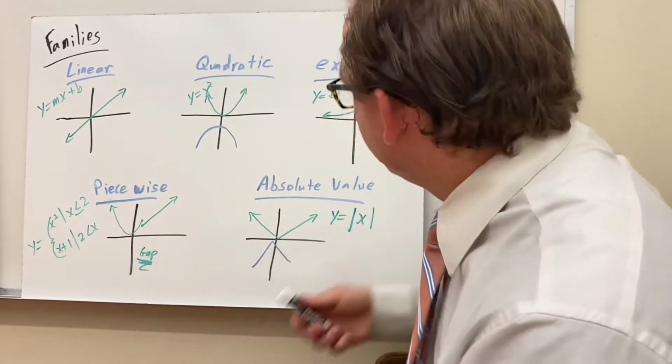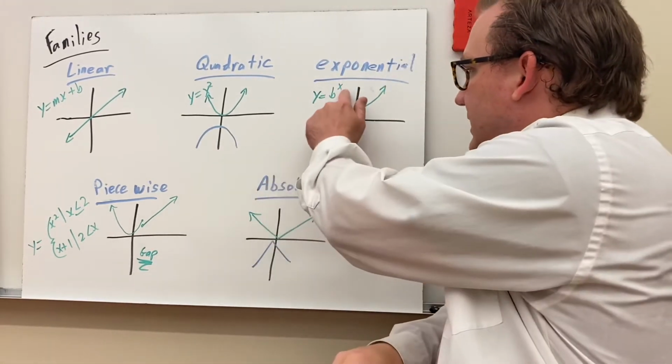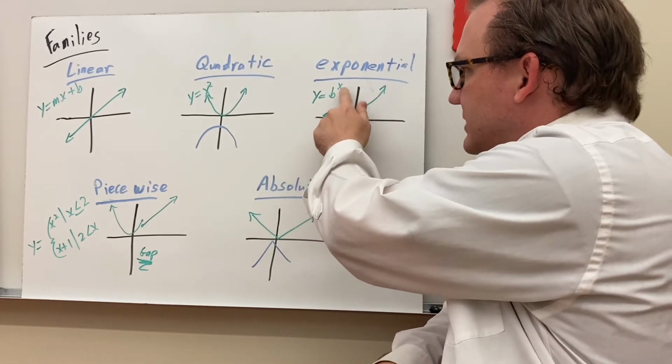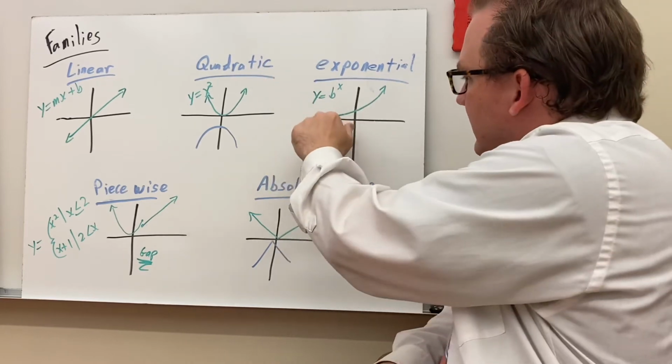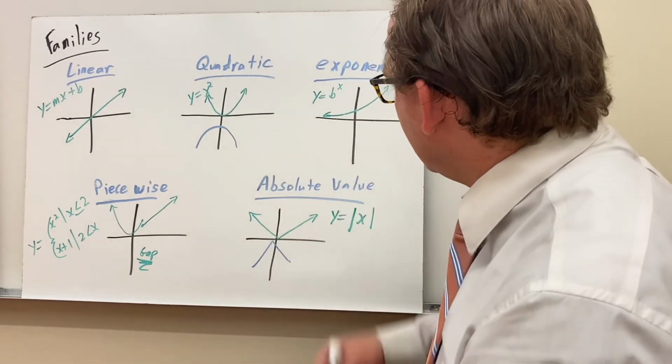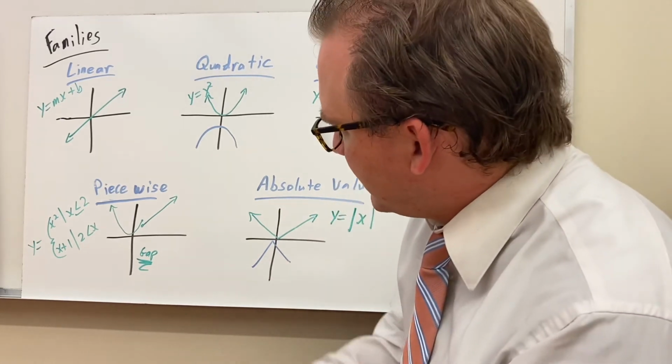We'll study that later. Exponential is when the x value is in the exponent. So y equals b, or a base, raised to x. It'll just kind of be this curved line. And we'll study those more later this year.